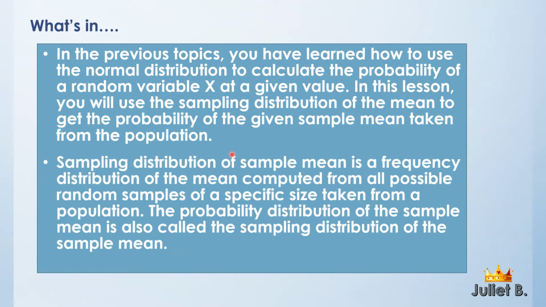Sampling distribution of sample mean is a frequency distribution of the mean computed from all possible random samples of a specific size taken from a population. The probability distribution of the sample mean is also called the sampling distribution of the sample mean.